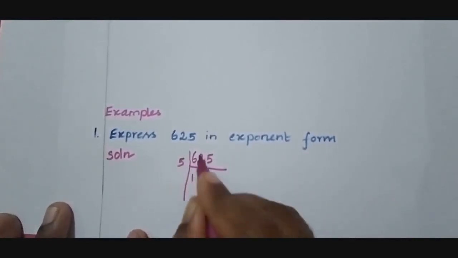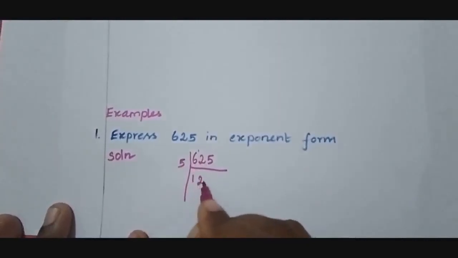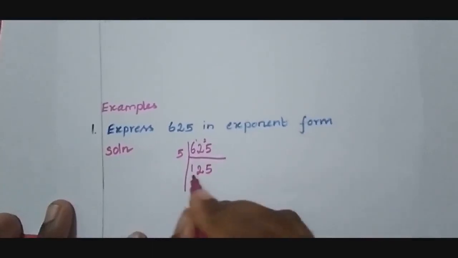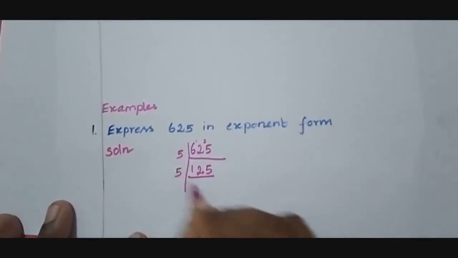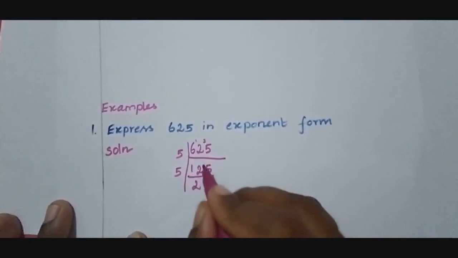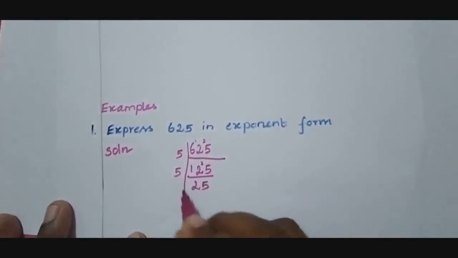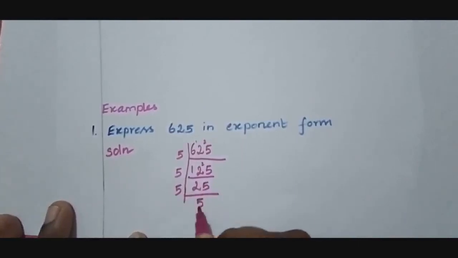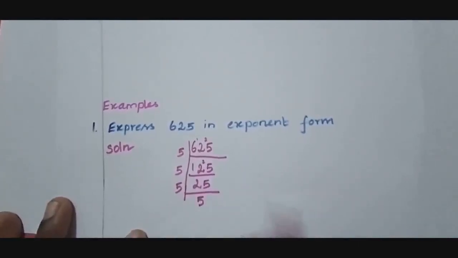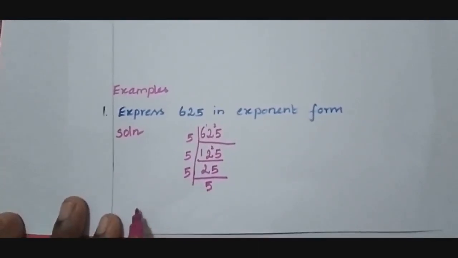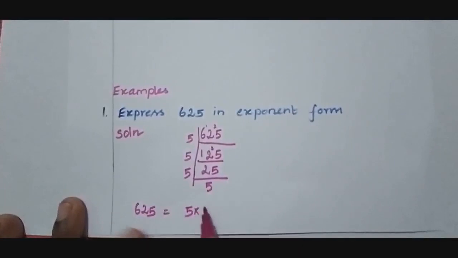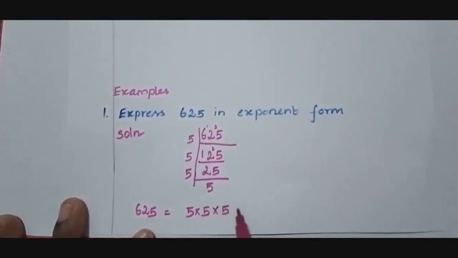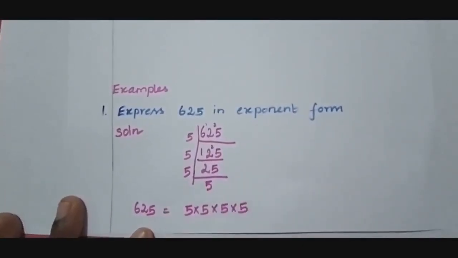1 5 is 5, remaining 1, 2 5s are 10, remaining 2, 5 5s are 25. Again do it with 5 tables. 5, 2 5s are 10, remaining 2, 5 5s are 25. And you know very well 5 5s are 25. So now you reach the prime number, you can stop it here itself. So you can write the number 625 as 5 into 5 into 5 into 5. That is 4 times of 5.